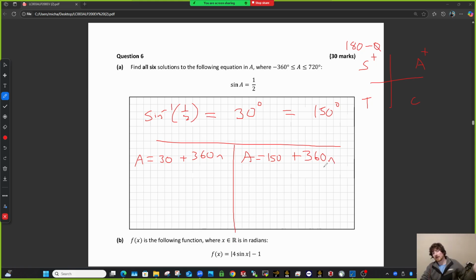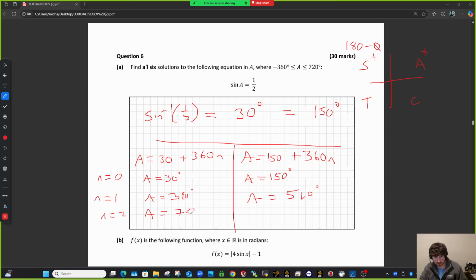That generates all possible angles, right? For every range of angle. Now, we're interested in going between here and here. So what we'll do is set n equal to 0 first, and then we'll get the 30 degree answer, and we'll get the 150 degree answer. We'll set n to be 1, and we'll get the 390 answer, and probably 510 over here. Now, if I go n equals 2, I'll do it anyway. So you see this will go over 720. So this is like 750, and then you just put a line through that because that's gone too big.